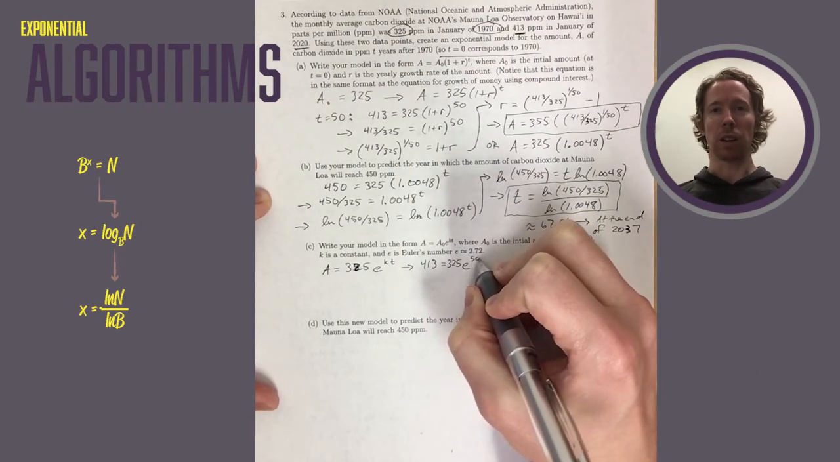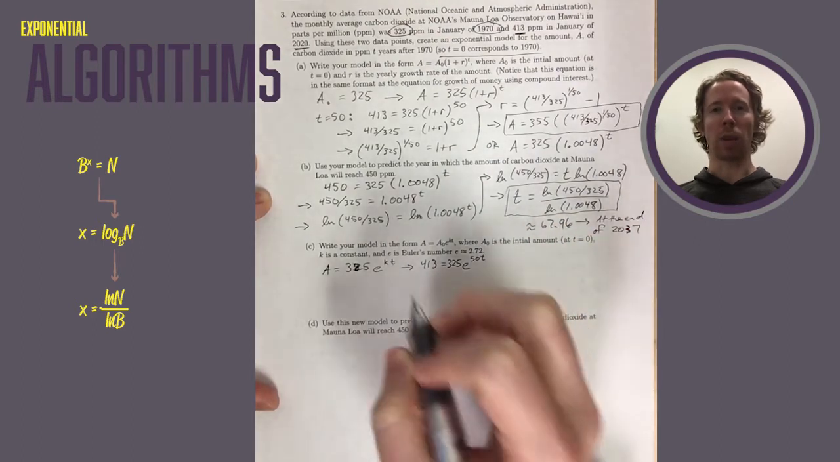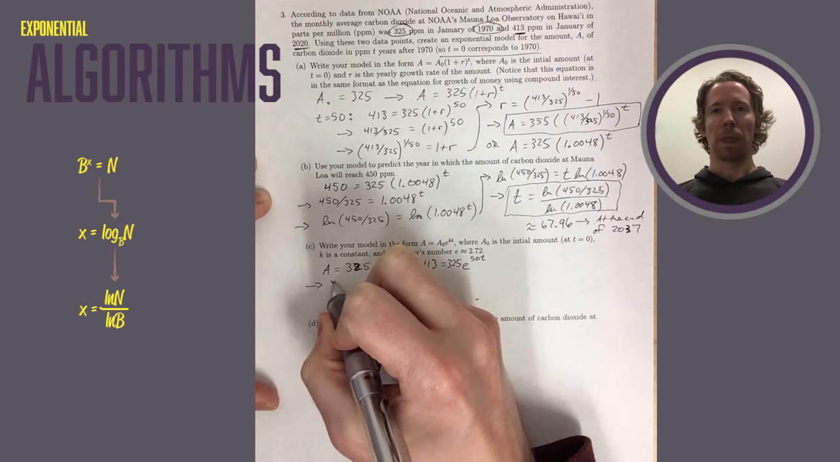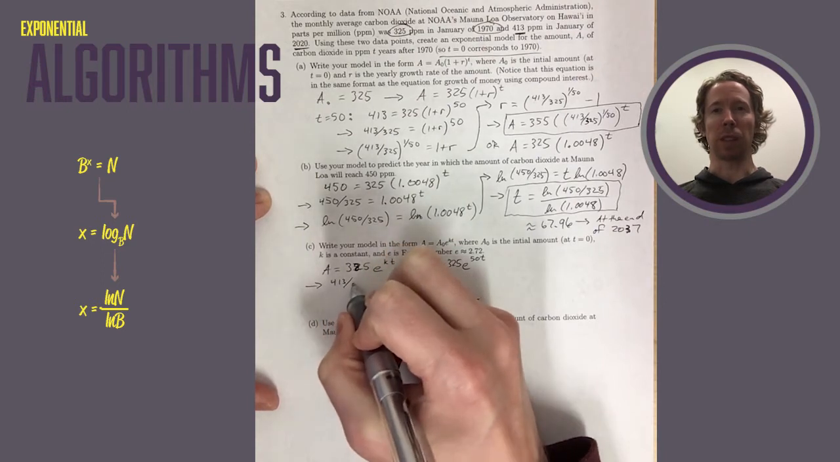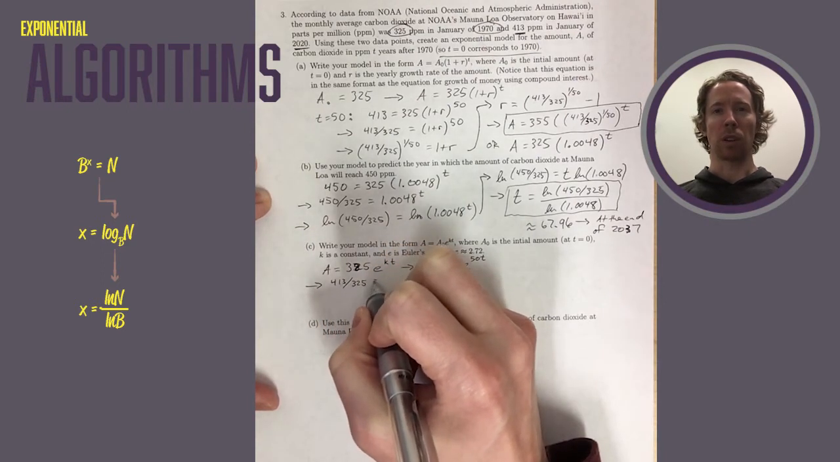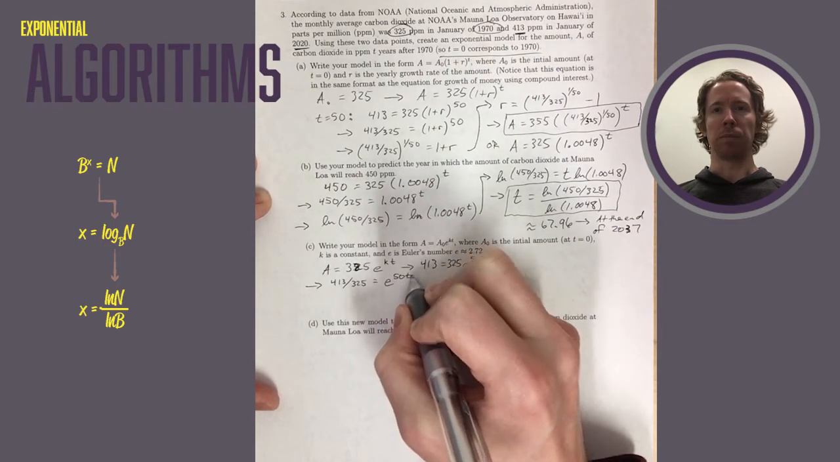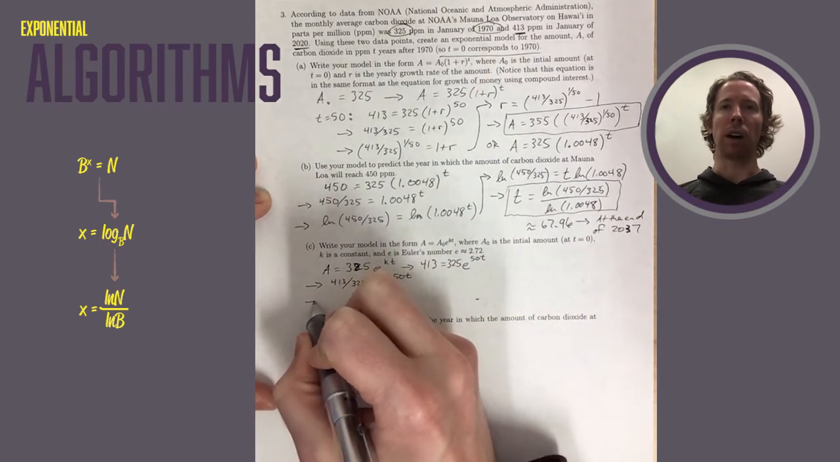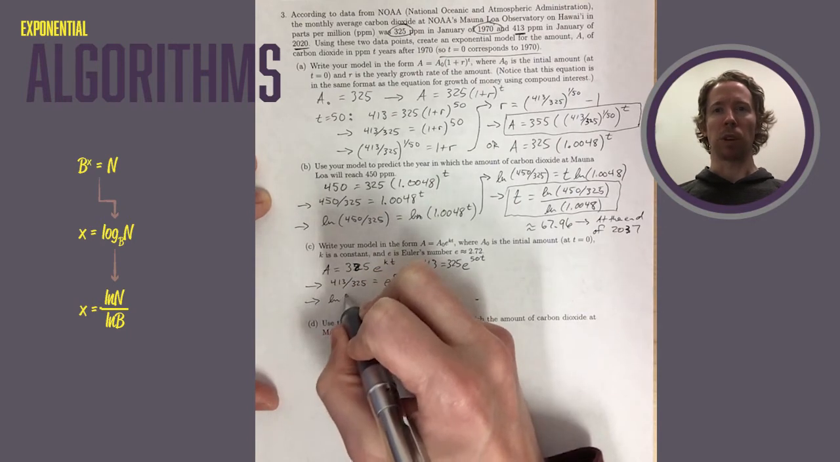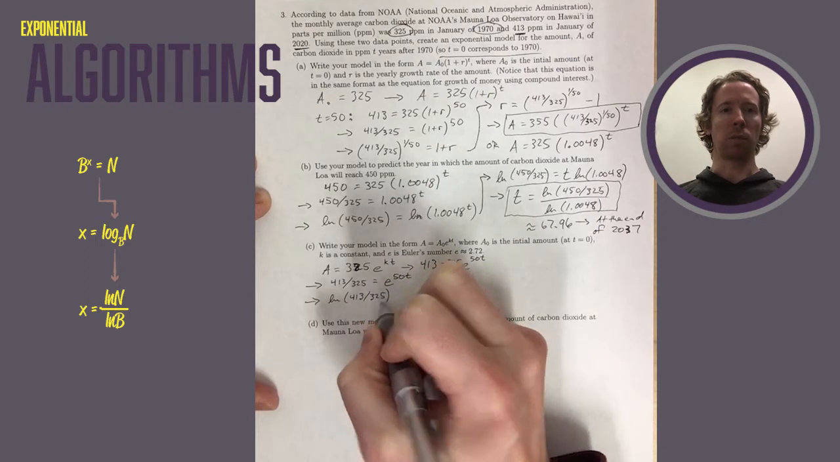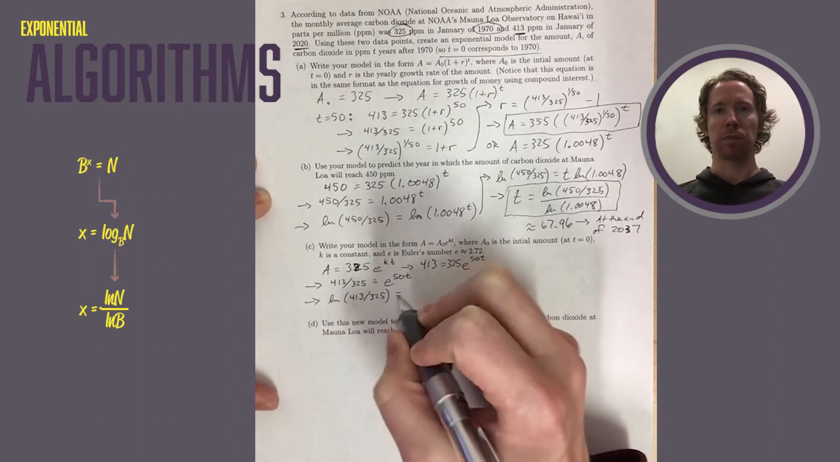And I made a mistake here. When I was writing this out, I plugged in 50 for k instead of t. So that should say 50 times k in the exponent. I'll go back and fix that in a minute in the video. But we're going to divide both sides by 325, solve for the exponent as usual, take the natural log of both sides, use the property of logarithms to bring the exponent down in front.